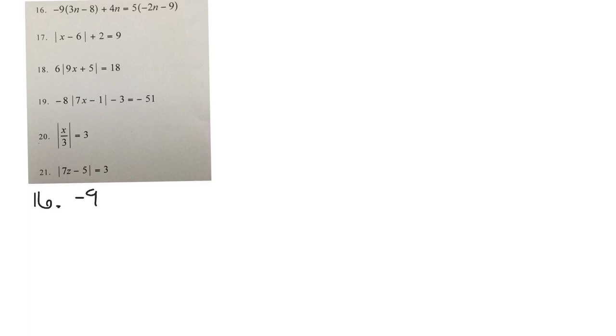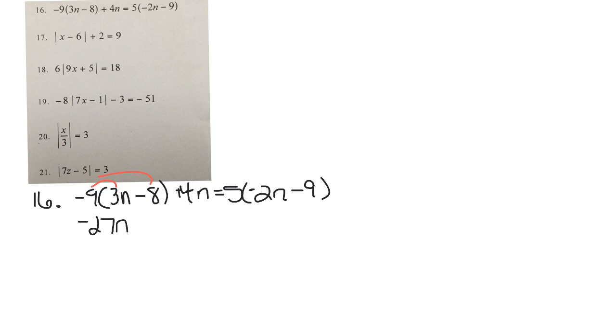is negative 9 times the quantity of 3n minus 8 plus 4n equals 5 times negative 2n minus 9. So we're going to distribute the negative 9. The negative is going to go with it. So we have negative 27n. Negative and negative make a positive 72 plus the 4n.